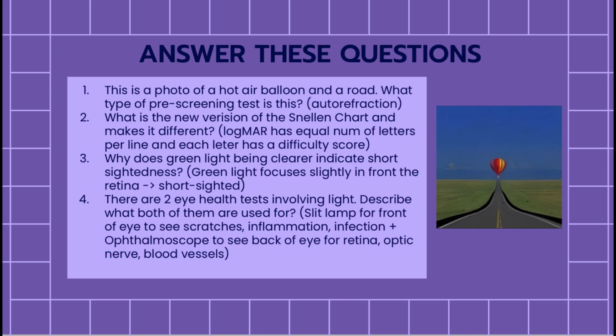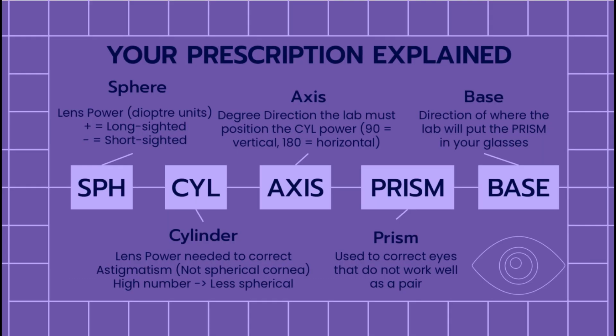Great, so let's talk about how you should read your prescription. From left to right, you will see SPH, then CYL, then axis, then prism, then base. SPH, short for sphere, shows the lens power in diopter units. If the number is positive, it means that the person is long-sighted, and contrastingly, if the number is negative, it means that the person is short-sighted.